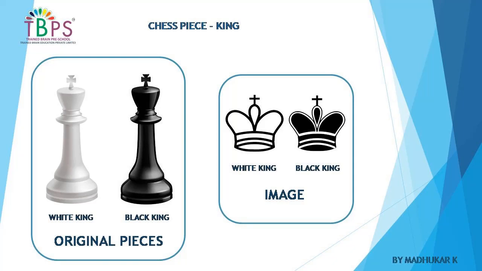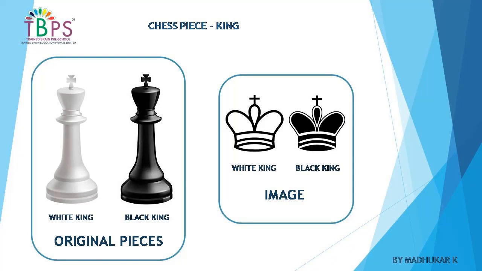The king captures the same way as it moves regularly. The king cannot move to a square where an opponent piece is controlling. The king cannot give check to the opponent king. The king cannot capture a piece which is protected by another piece. If the king is checkmated, the game is over.